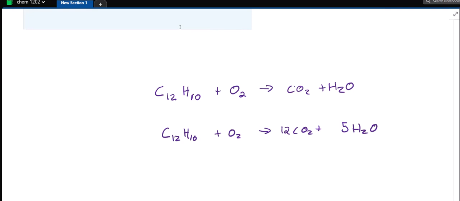Now I'm going to check my oxygens. I've got 24 from here and 5 from here, so that gets me 29. So I need to have 29 oxygens, but these are O2s. So to have 29 of them, I'll put a 29 halves there. You don't want to have a fraction in your balanced equation, so then you multiply everything by 2.